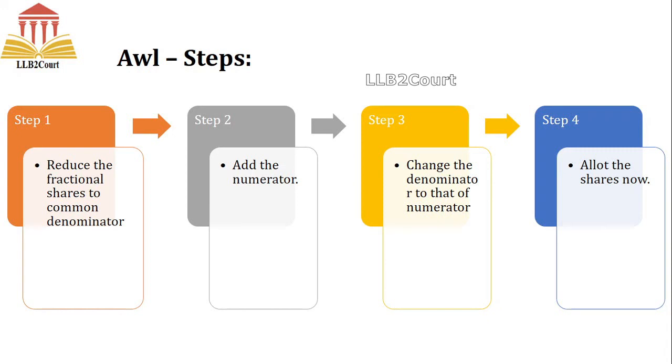First one is, while summing up we need to reduce it to the common denominator. Then after that we need to add the numerators. This will become the new denominator. Once it is done, we need to allot the shares. We will see one illustration so that it will help you to understand better.